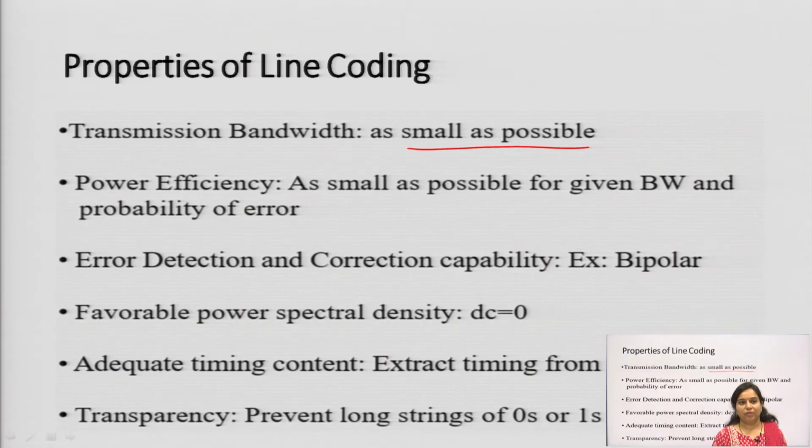So, the number of users has increased and more bandwidth is required. Whatever operation you want to use the bandwidth for, it should be used as small as possible, so that a larger number of users can use a single bandwidth. Second property of line coding is power efficiency. It has to be as small as possible for a given bandwidth and probability of error.